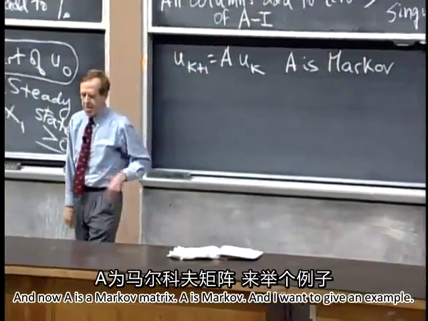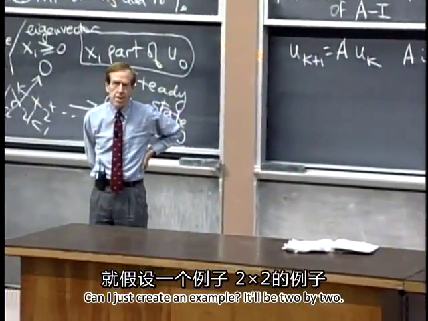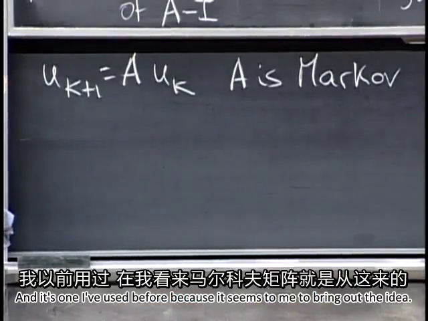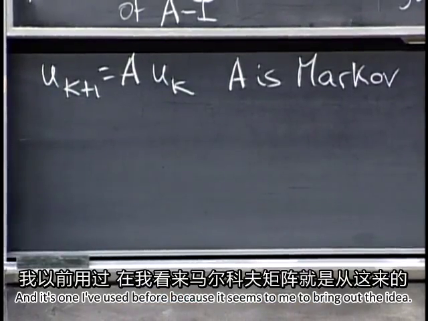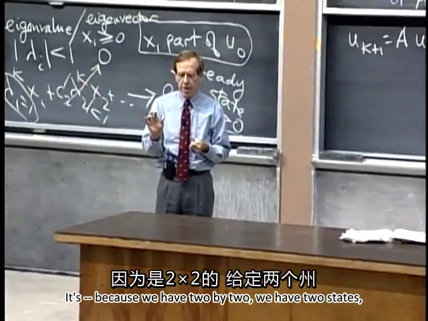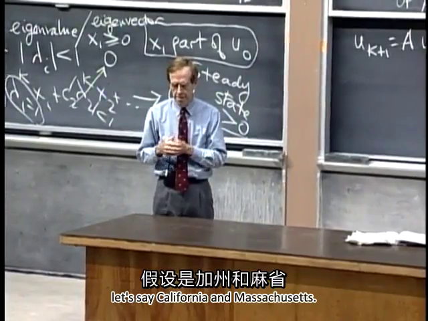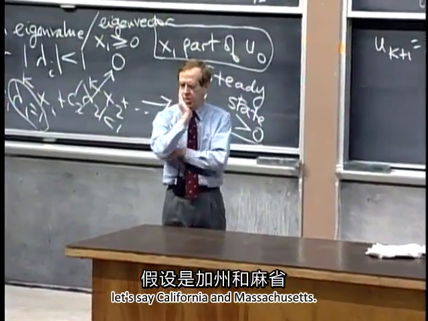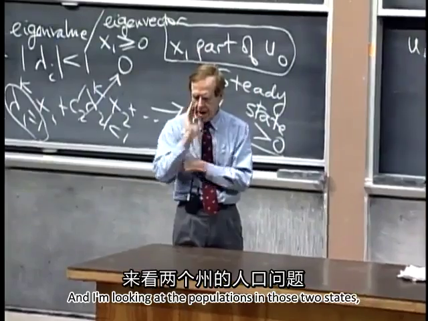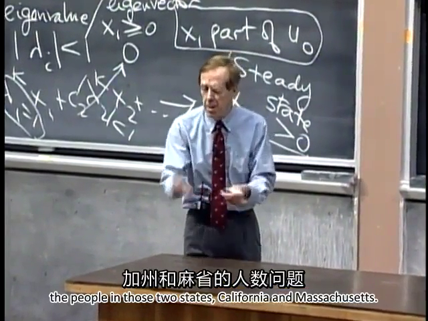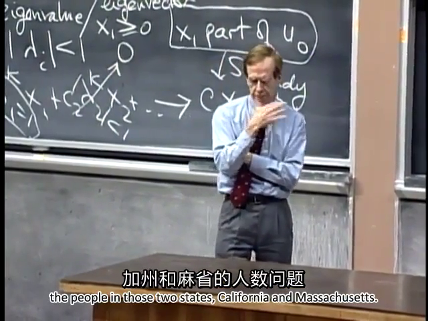And I want to give an example. Can I just create an example? It'll be 2 by 2. And it's one I've used before because it seems to me to bring out the idea. Because we have 2 by 2, we have 2 states, let's say California and Massachusetts. And I'm looking at the populations in those 2 states, the people in those 2 states, California and Massachusetts.